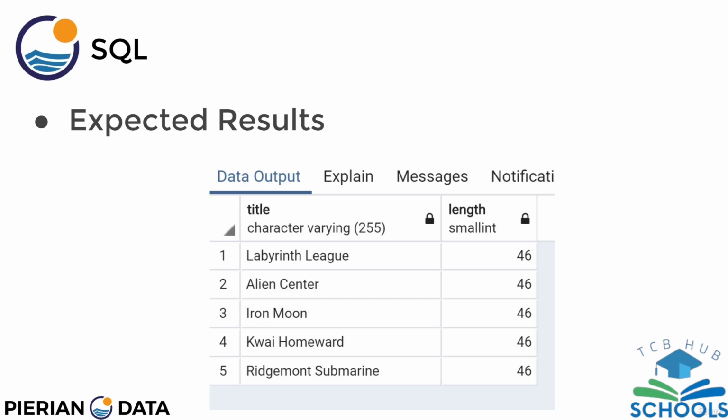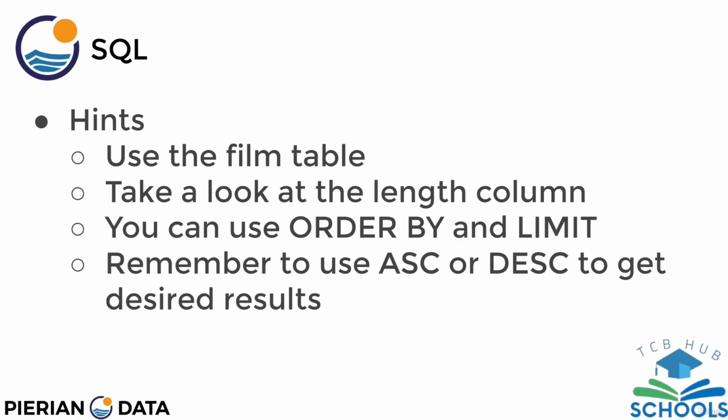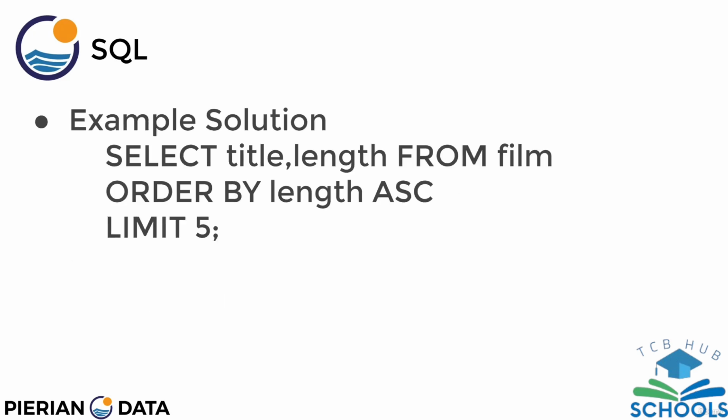Here comes some hints. So the hint is to use the film table and then take a look at the length column, and you can use order by and limit, and then remember you can use ascending or descending to get desired results. Here comes the solution. The solution is to select title and length, or just the title, since the question didn't really ask for the length of the films, from film and then order by length ascending limit 5.